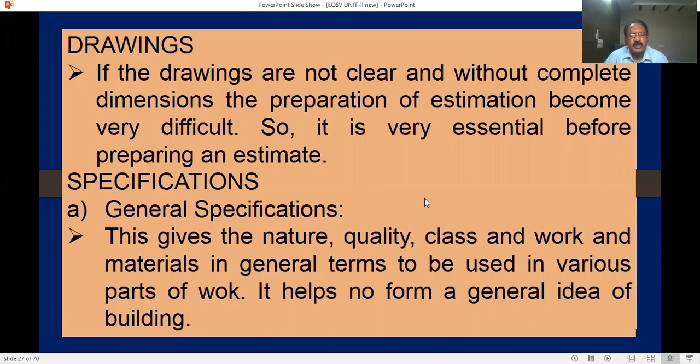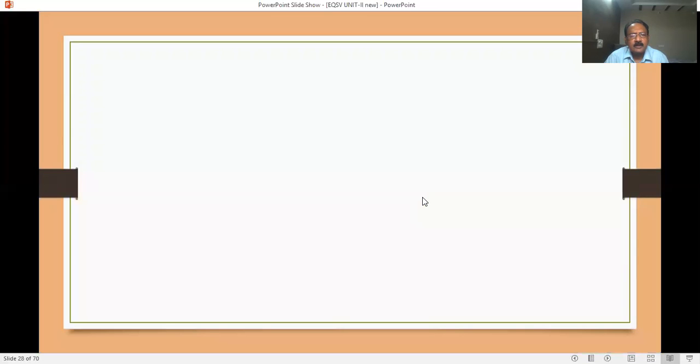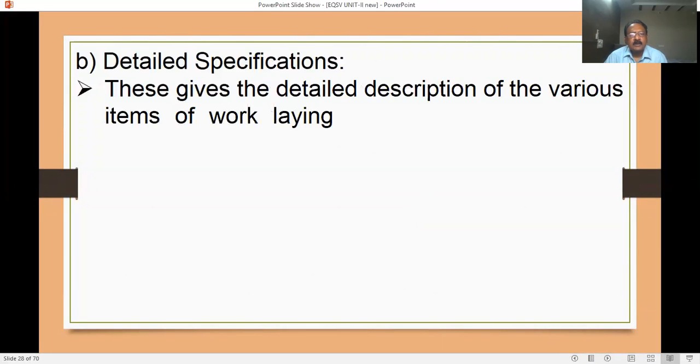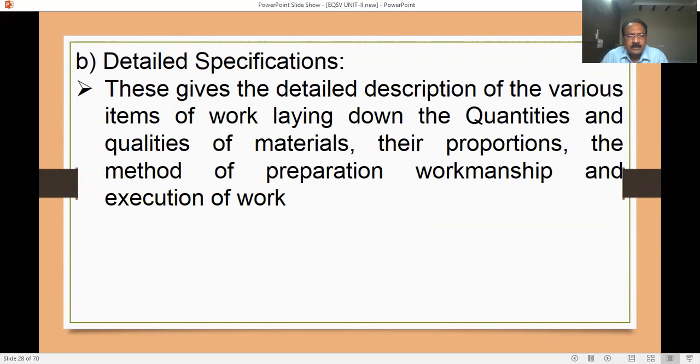So general specifications should be mentioned in the drawings. Otherwise, you can't estimate clearly. Detailed specification gives the detailed description of the various items of work, laying down the quantities and qualities of the material, their proportion, the method of preparation, workmanship, and execution of work. This is a very important point in estimation. In the drawings, you should have detailed specification. This gives you a full detailed description of the various items.